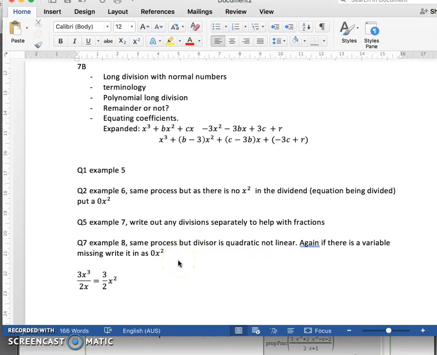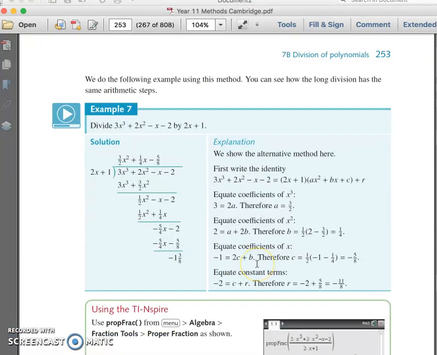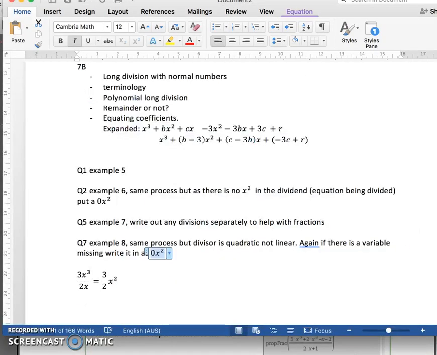And question 7, again, instead of dividing by a linear, it's a quadratic, but it's the same process. And if there isn't an x squared in there or something is missing, just replace that with a 0 so that it still works for the process. But as long as you're getting the main ideas of polynomial long division, like in question 1, and you've had a bit of extra practice of different situations, that will be awesome.